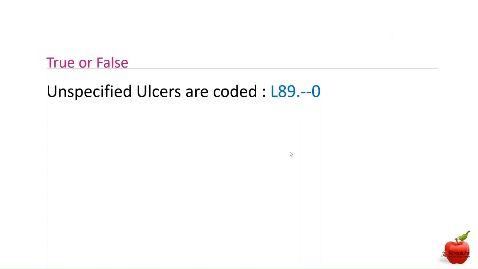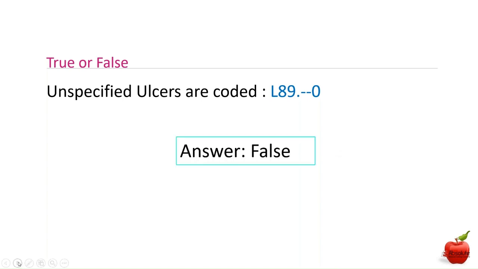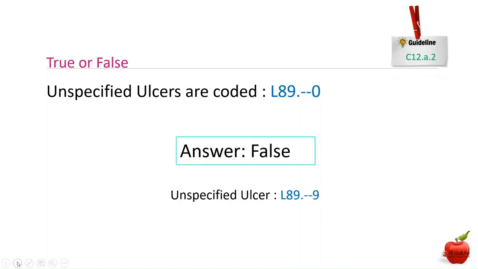This took a little bit of a while. Maybe you all are checking the book. So the answer is false. Unspecified ulcers are coded to L89.9. Good job, coders. I saw that you took some time, and I believe that's for referring to the book.